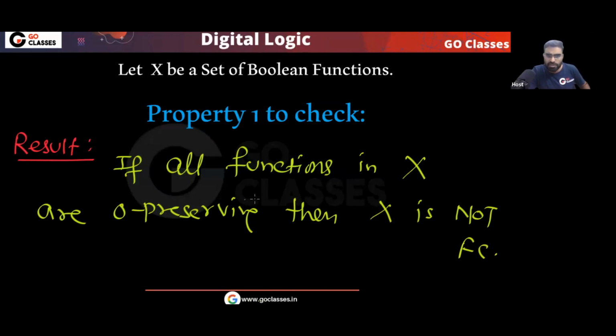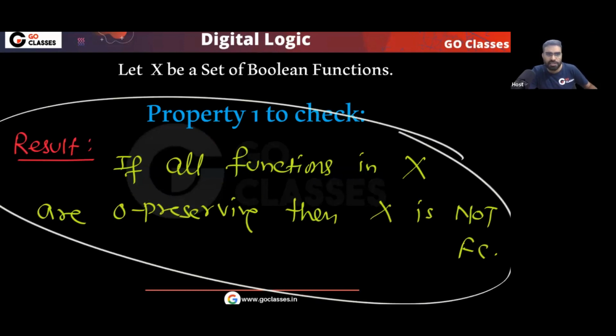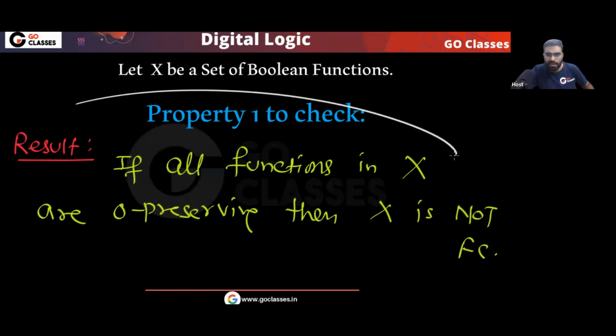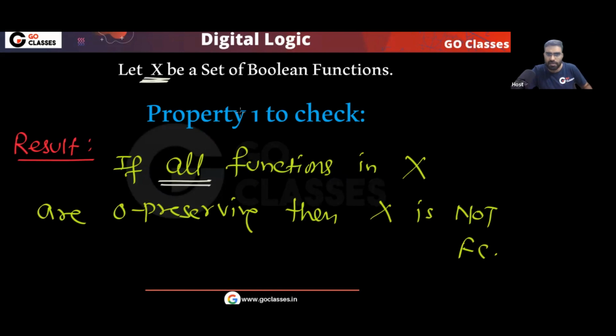Now we are just calling it zero preserving. This definition I am giving you, but actually this guideline we have already seen. If you remember, this guideline we have already seen. Okay, so very simple point. If all the functions in this set X are zero preserving, then I can say this set X is not functionally complete. So this is the definition.